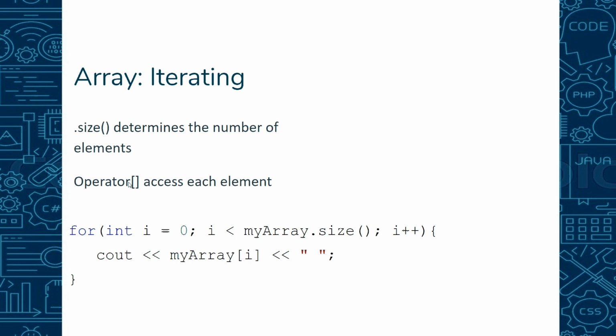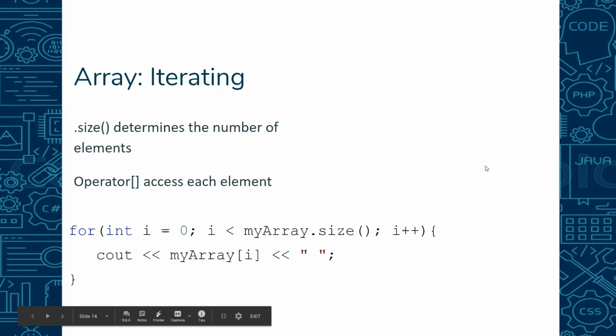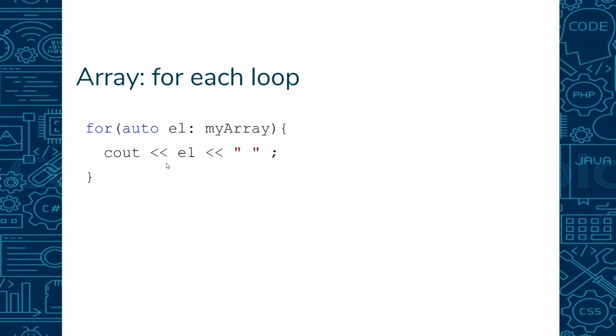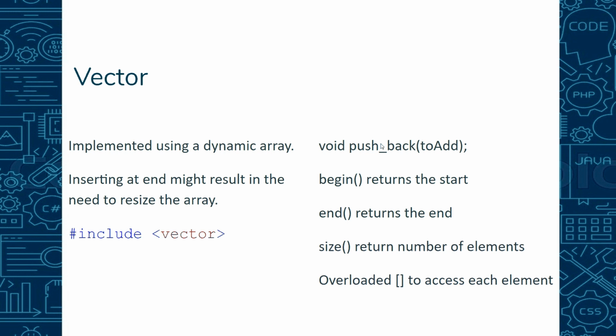Size will determine the size of your list, and you still have your operator to be able to display all the information in your list. So that is an array template. You can use a for each loop, which is kind of cool. I can say for auto EL colon my array, and all that will do is auto means it's going to automatically specify EL as whatever type my array happens to be. So in this situation, EL becomes every value in the array. So it's doing a cout statement for every value in the array and then putting a space after each. Okay, so that's the array STD template.